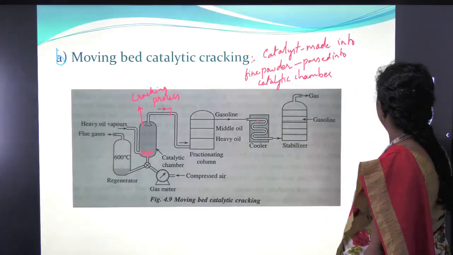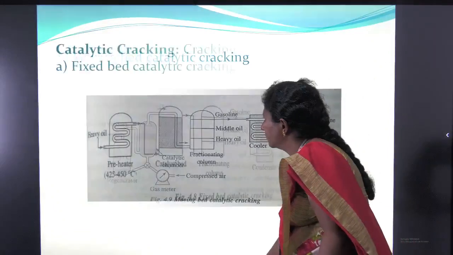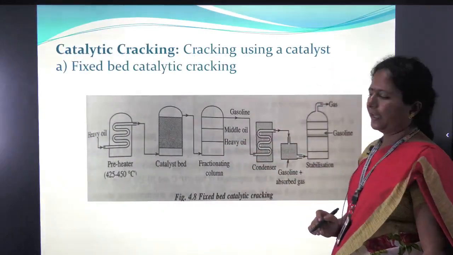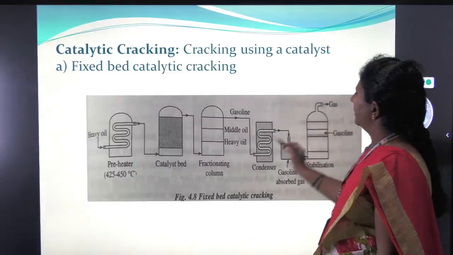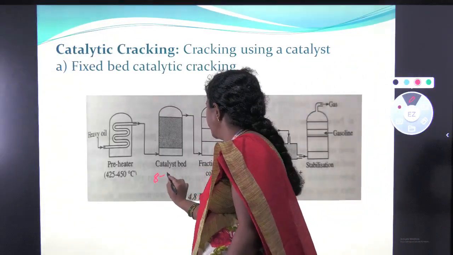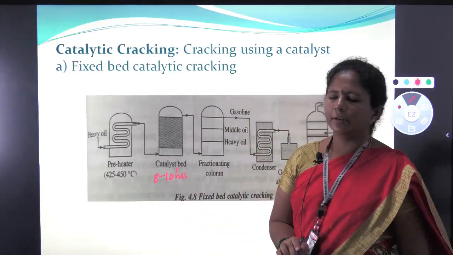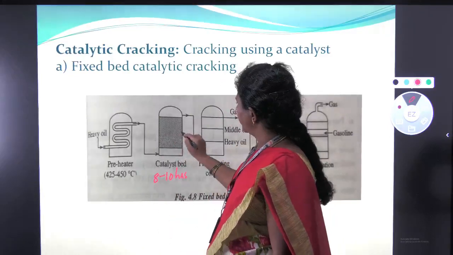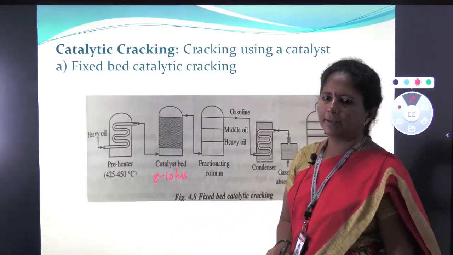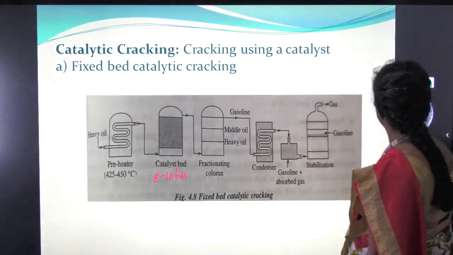Whereas in the case of fixed bed catalytic cracking, the catalyst has to be regenerated after 8 to 10 hours. Here also nearly 2 to 4% of carbon will be deposited on the catalyst. So this will also be removed by burning the carbon.